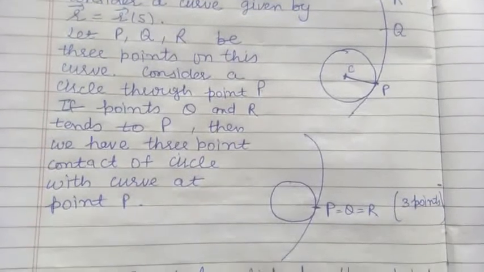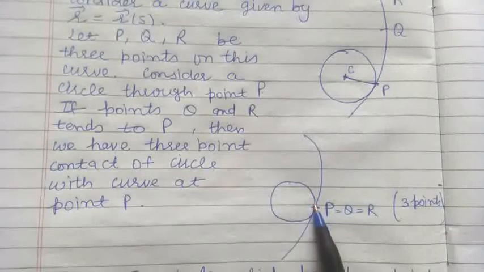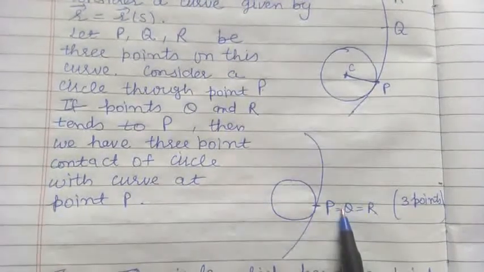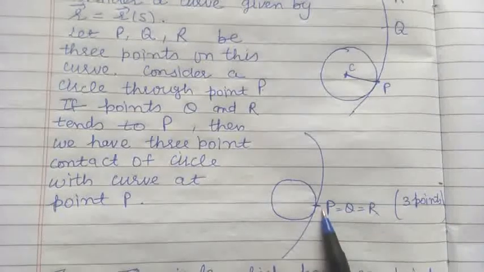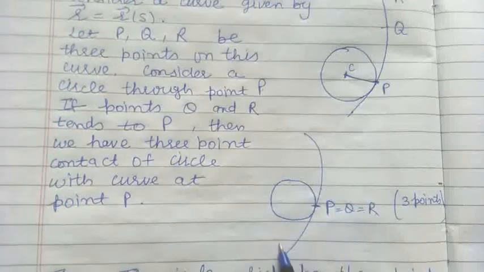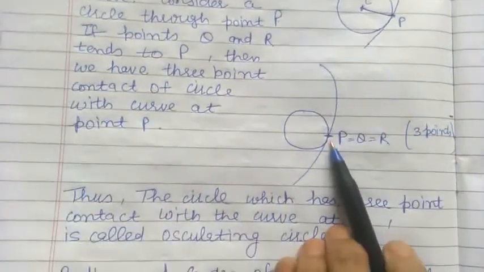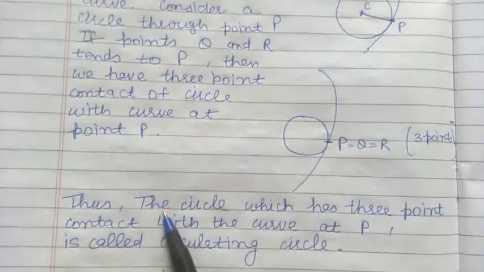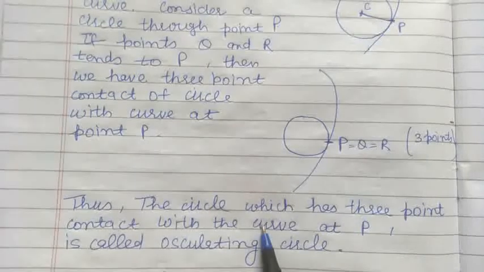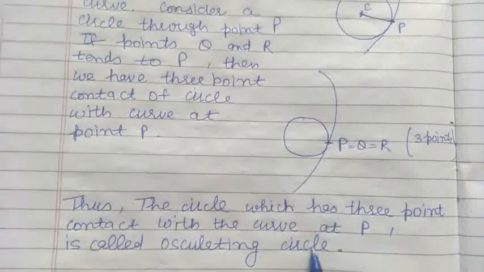3-point contact of this circle at the point P. Means you can see here the points P, Q and R become the same. So we can say that this circle has 3-point contact with this curve at the point P. Thus we can define the osculating circle as the circle which has 3-point contact with the curve at the point P. So this circle is called osculating circle.